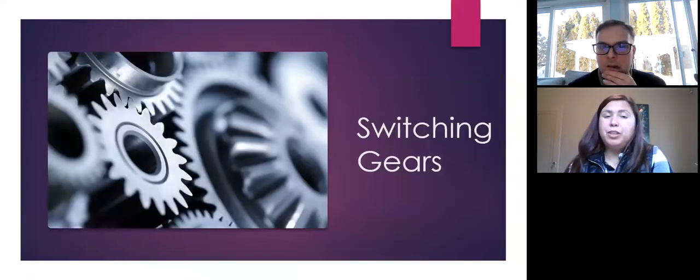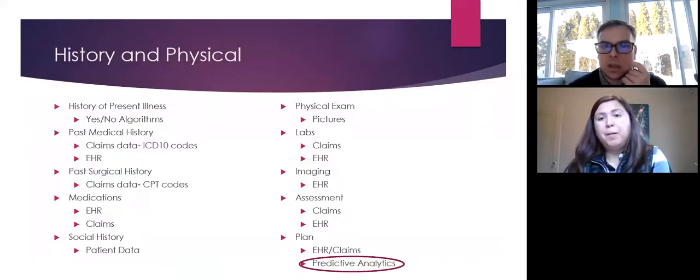So now I'm going to switch gears. We're going to talk about predictive analytics. We're going to go back to that slide of the history and physical, and we're going to talk about where predictive analytics can play a role. It can play a really big role in the plan of care. It can help recommend, based on all the patient data, what the next mode of treatment will be.